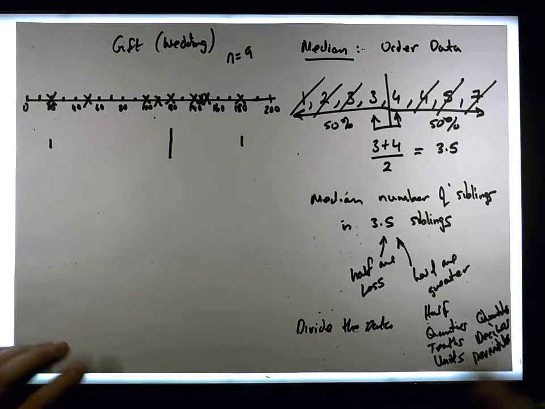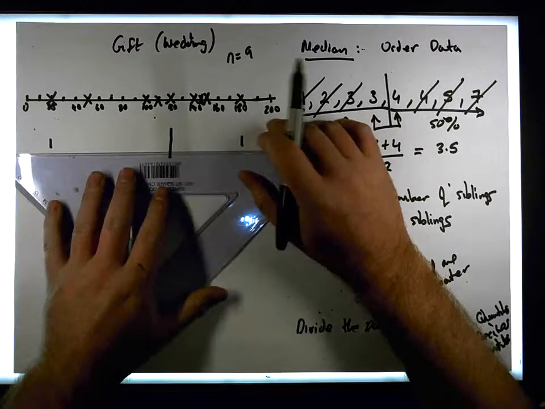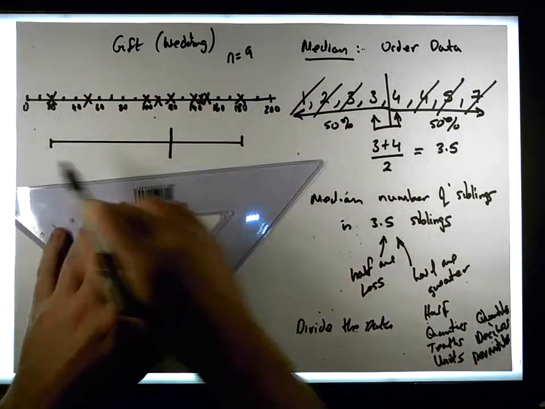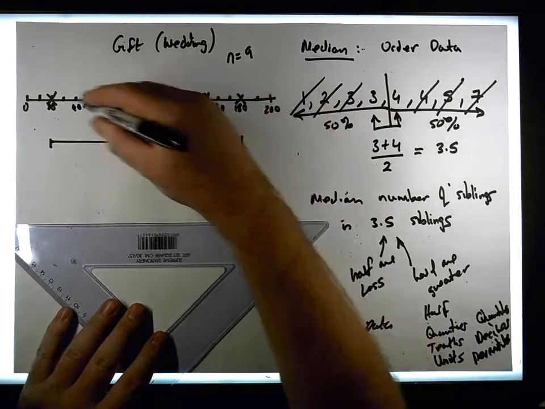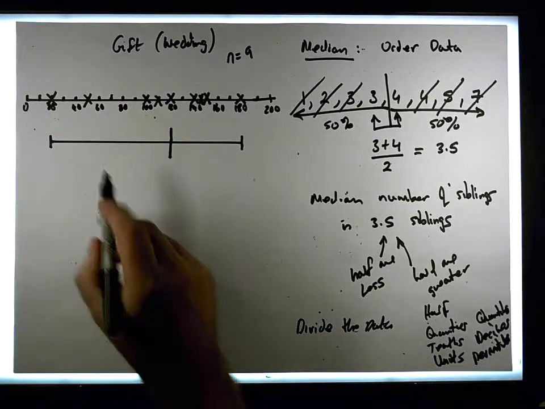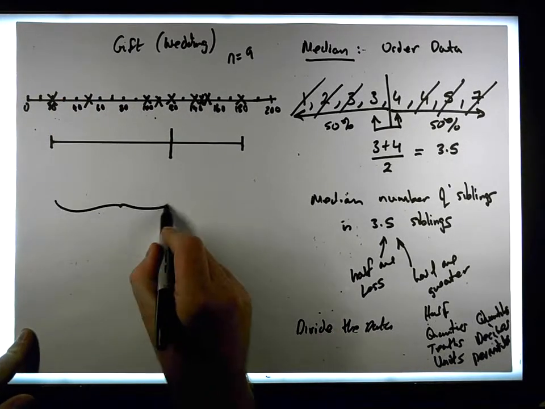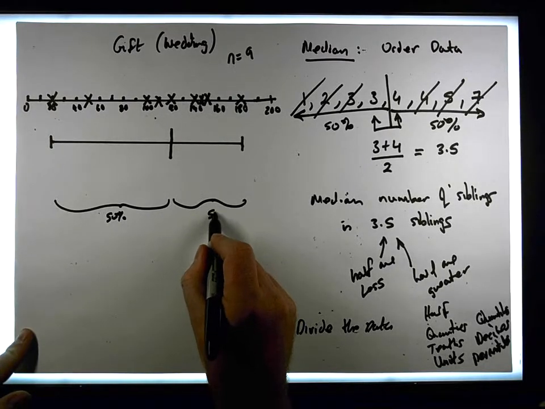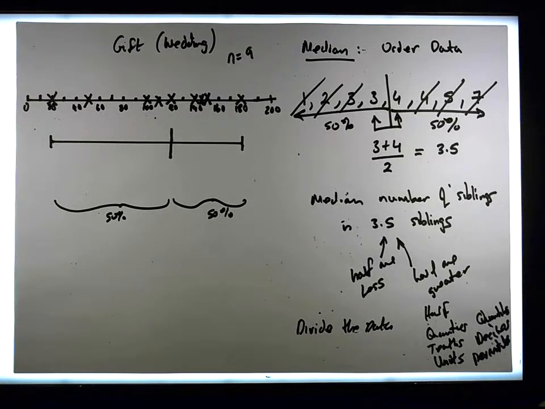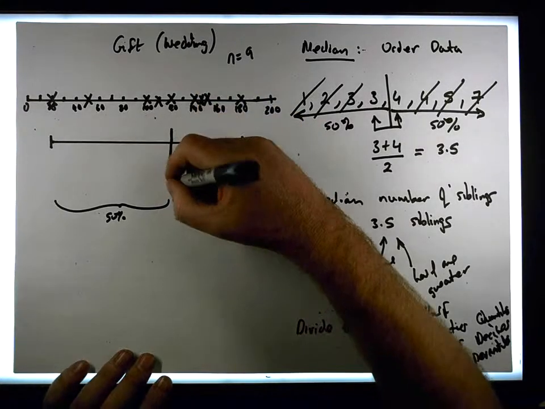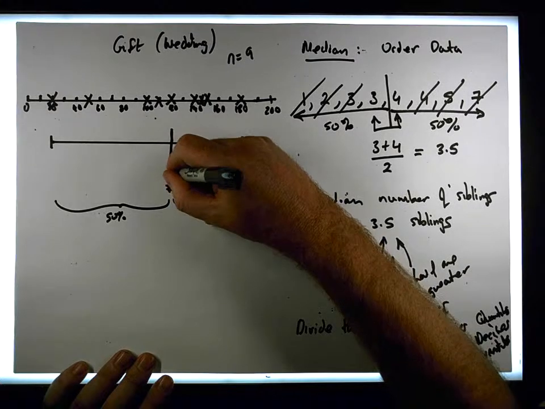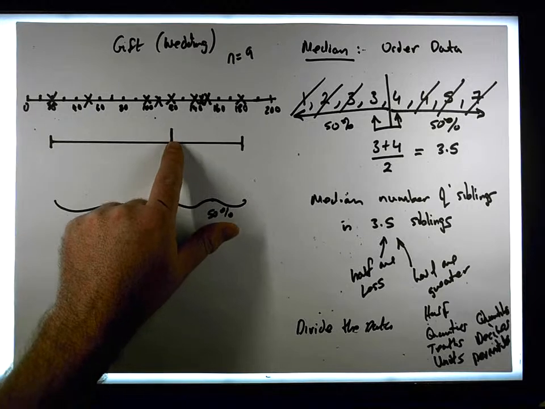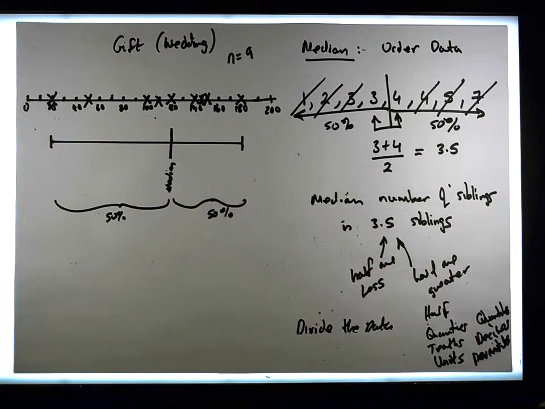So what I've now done is split my data set. This is all scaled correctly. I've split my data set up into 2 intervals. 50% of the values are over here, and 50% of the values are over here. So I can see that the median is in here. This is the median value. The median splits the data set up into 2 equal portions. Half the responses are less than it, and half the responses are greater than it.